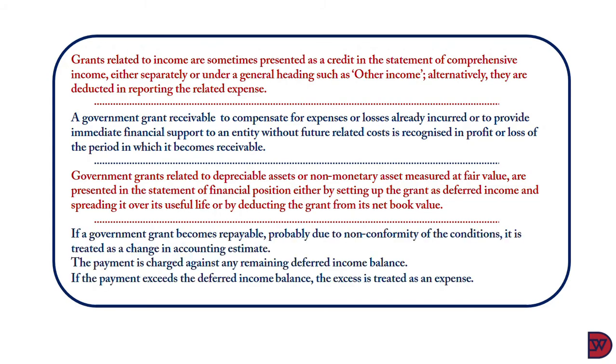Lastly, when a business, at a point after it has received a grant, realizes that it cannot fulfill the conditions again, the government grant becomes repayable. So what you do is that if there is a balance of the deferred income in the financial statement, the grant is charged off it, then the rest is treated as an expense in the profit or loss account.